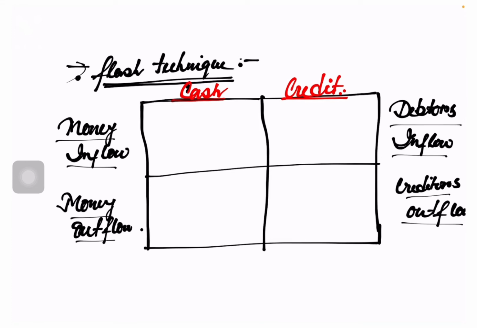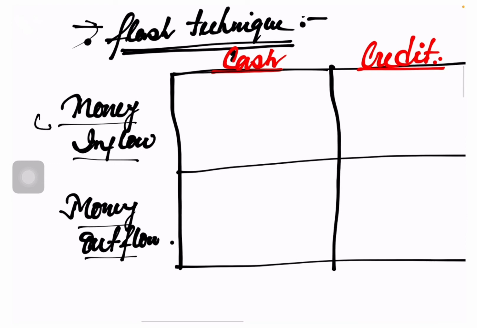Simple thing. First, money inflow. A transaction is happening, so either money will come or money will go. If it is a cash transaction, either money will come, maybe cash or check, means cash or bank, or money will go. Either money will come to the business or money will go from the business. Money inflow, money coming in; money outflow, money going out. It's money inflow and money outflow.